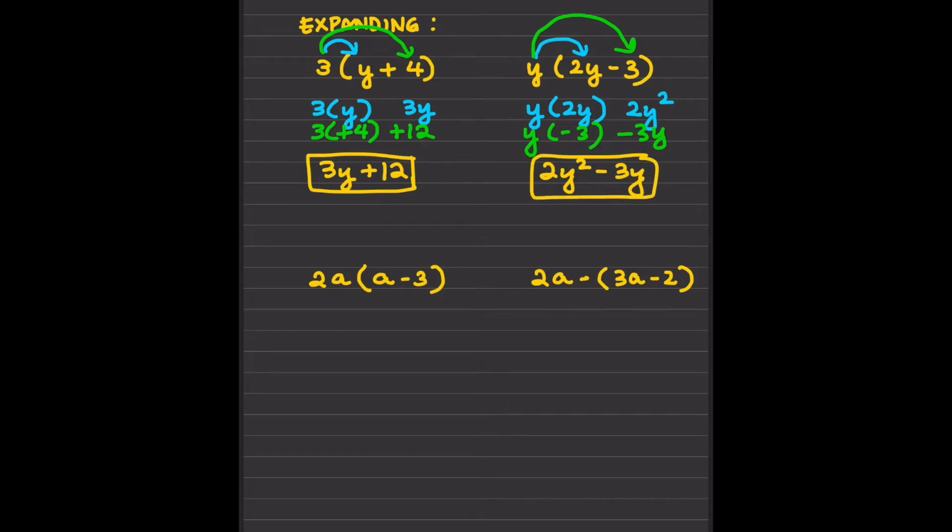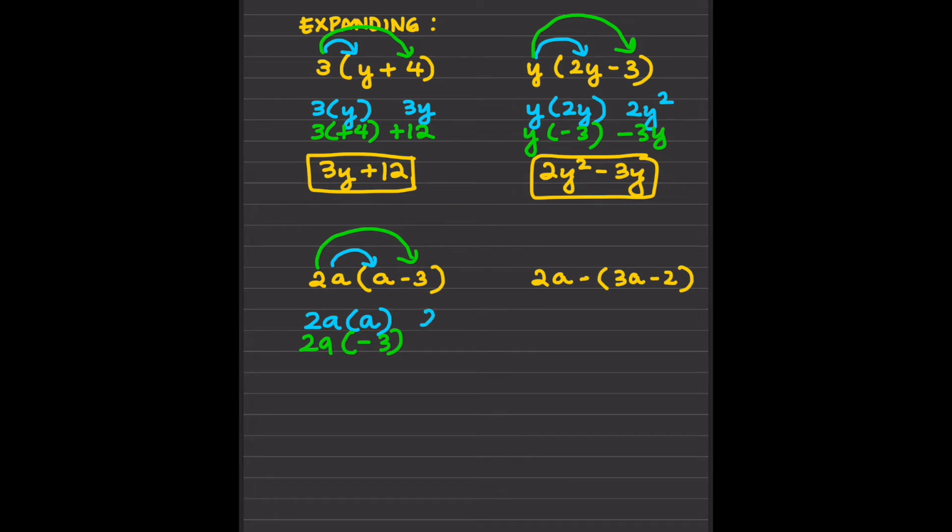Okay? So now let's go here. We are now distributing a term that has a number and a variable, but the same procedure applies. We distribute this to the terms inside the bracket. So let's start. 2a times a, and then 2a times negative 3. Always remember to include the sign.